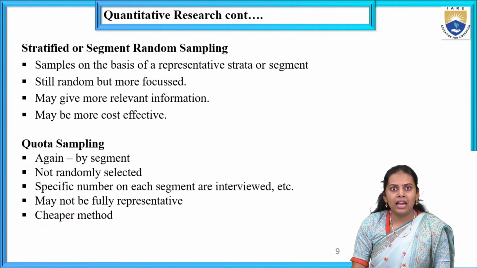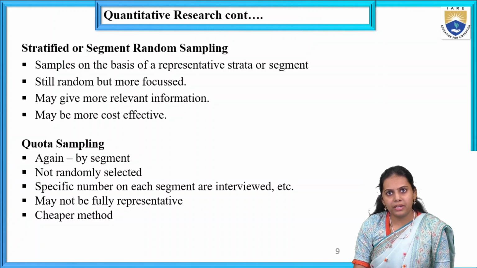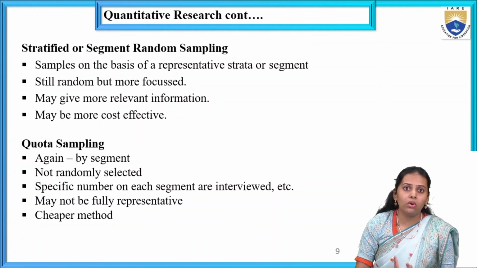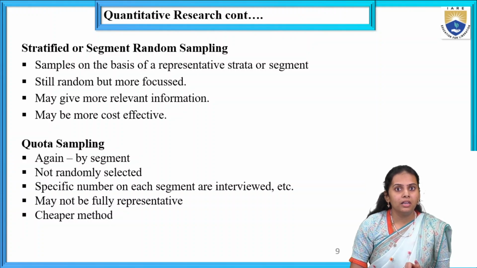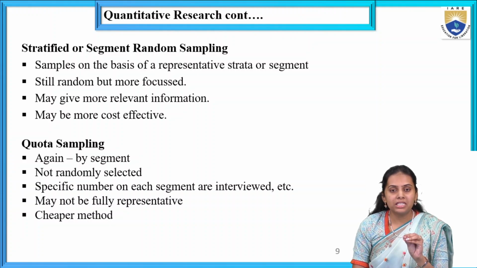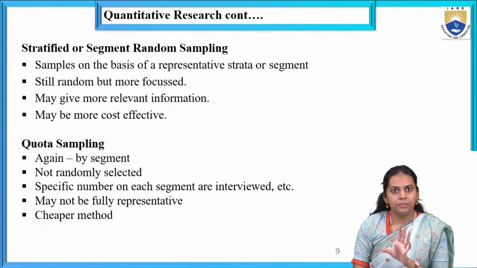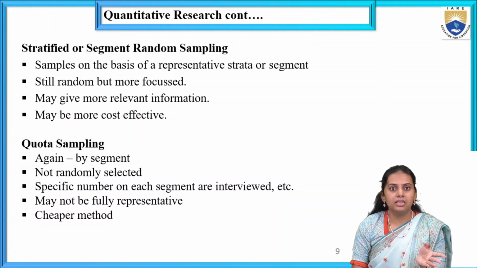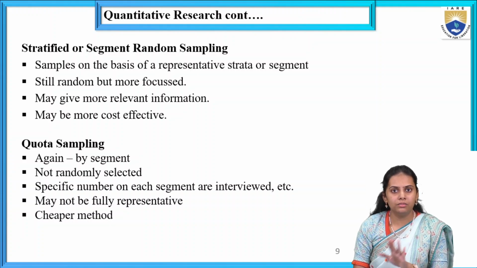And what is stratified or segmented random sampling? Samples are taken on the basis of a representative strategy or segment, still random but more focused. It may give more relevant information and may be more cost effective. Whereas quota sampling is again by segment, not randomly selected, and a specific number in each segment are interviewed. It may not be fully representative. It is budget friendly, which is a cheaper method.